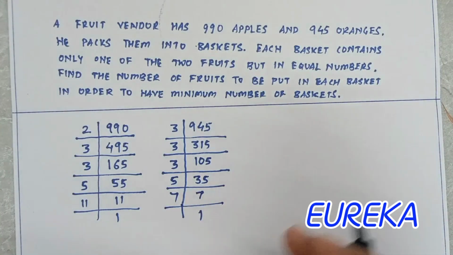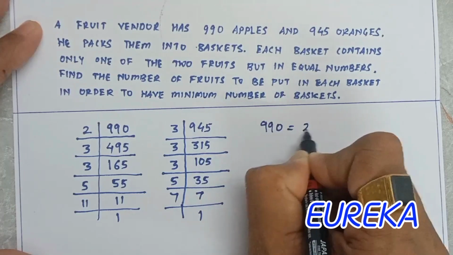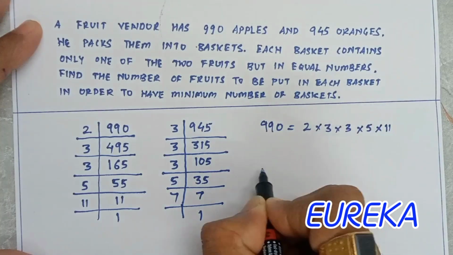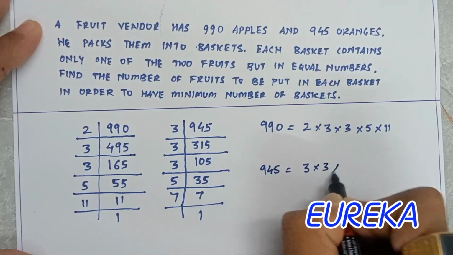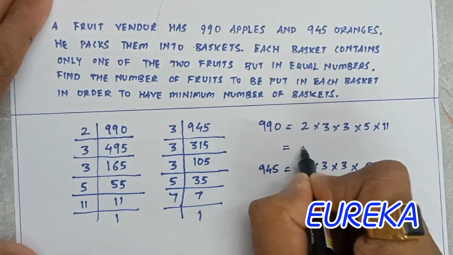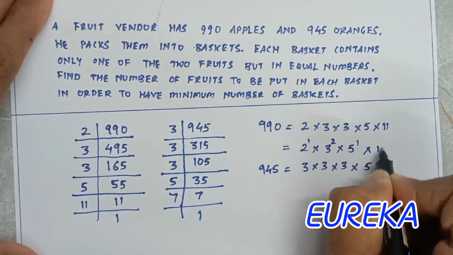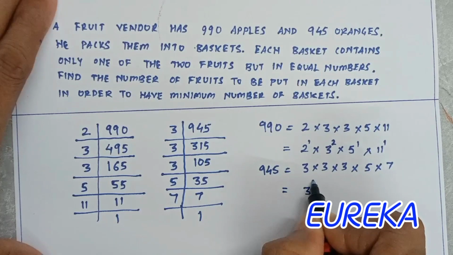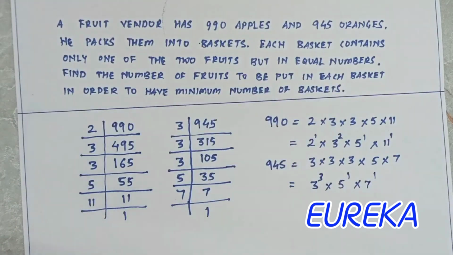Okay, so we got the prime factorization. Now here we can write 990 as 2 into 3 into 3 into 5 into 11, and 945 as 3 into 3 into 3 into 5 into 7. If I write them in powers, I'll get here 2 to the power 1 into 3 to the power 2 into 5 to the power 1 into 11 to the power 1. Correct? Same way for 945, 3 to the power 3 into 5 to the power 1 and into 7 to the power 1. Now what is the definition saying?